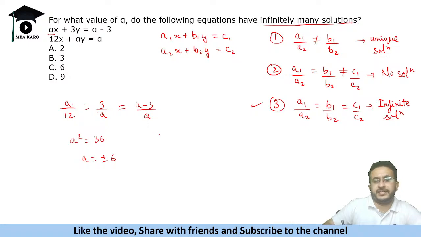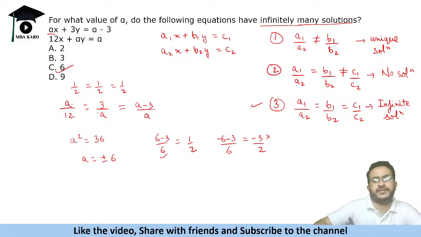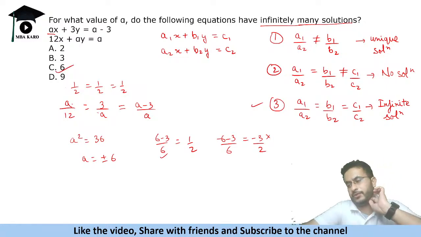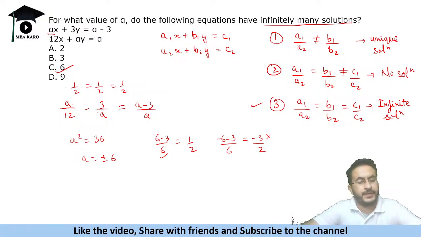If you put 6 here, this will be 6 minus 3 by 6, which is 1 by 2. Okay. And if you put minus 6, this is minus 6 minus 3 by 2, which is not following. So if you put alpha equal to 6, it will be 1 by 2, 1 by 2, 1 by 2. Okay, so we will accept 6. Anyway, minus 6 is not given in the options also. So again, a conceptual question, you should know the nature of roots of a linear equation.